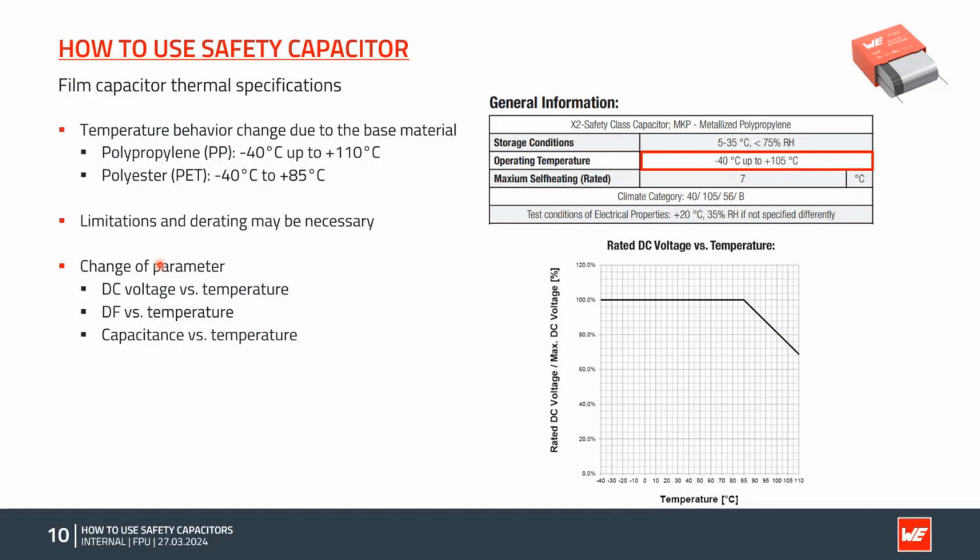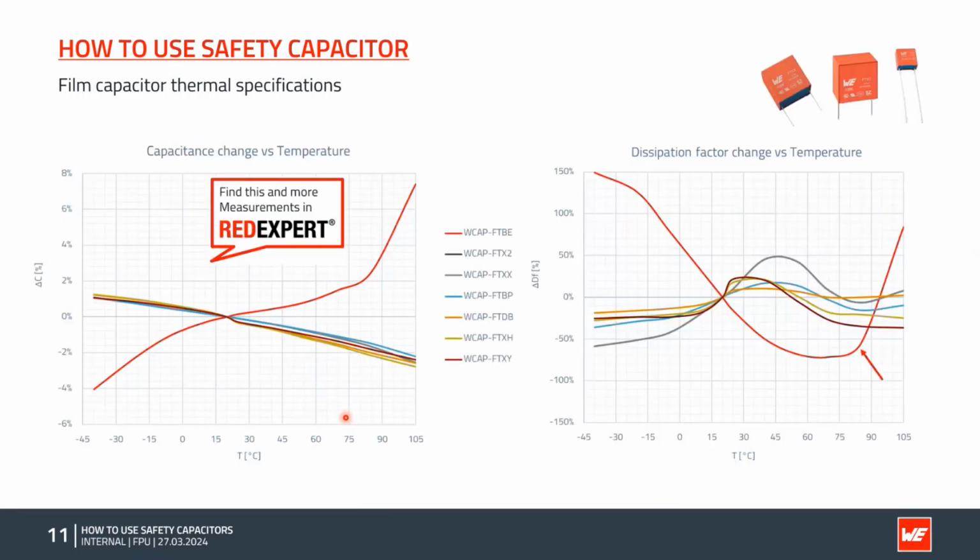So please be aware that some parameters change. So the DC voltage I already explained. The dissipation factor will also change over temperature because of the dielectric material behavior, and also the capacitance changes over temperature. To make this more clear, my colleagues in Berlin did some measurements.